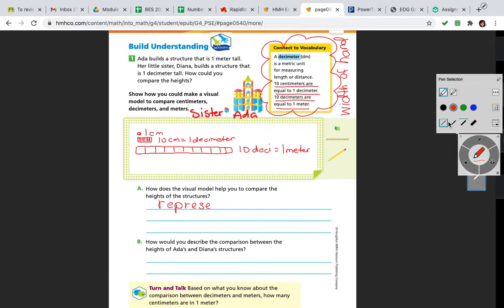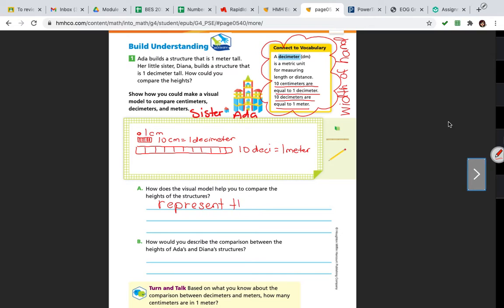Represent the heights with a visual model. We can use equal size parts to represent each building, so then we can use equal size parts to compare each other. So represent the heights with a visual model and compare.